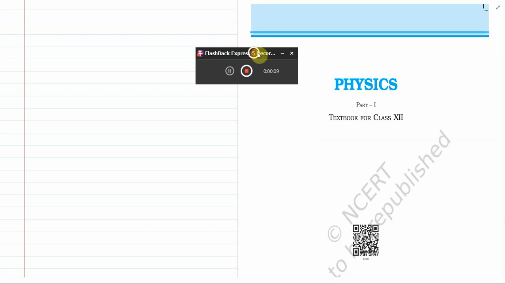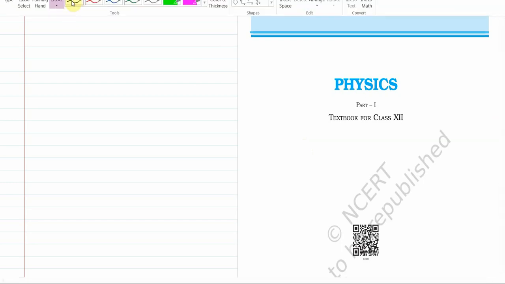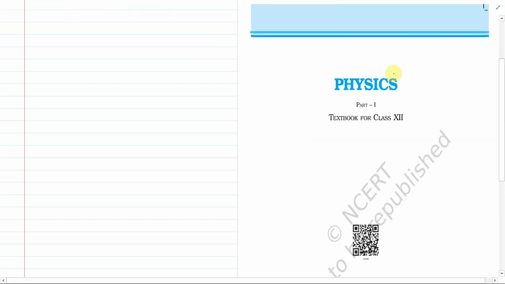And first of all, before starting the syllabus, we will have a look at our NCERT book and its contents. So here you can see we have the cover page of our NCERT book. The book has been divided in two parts, part 1 and part 2. Here in part 1, let us see the contents of the syllabus.